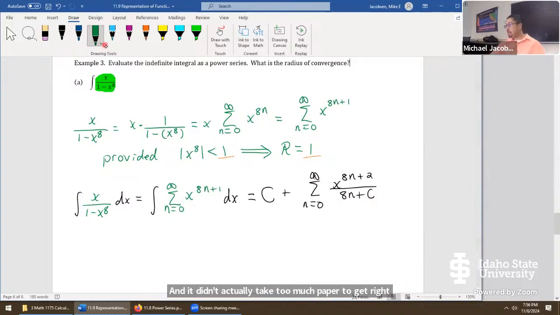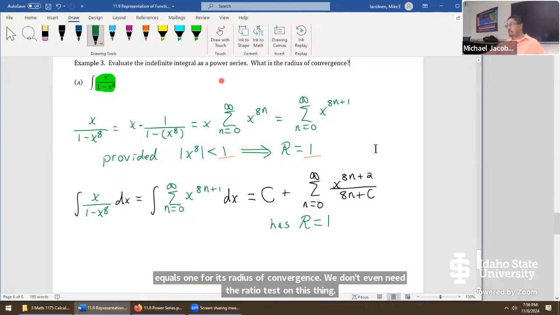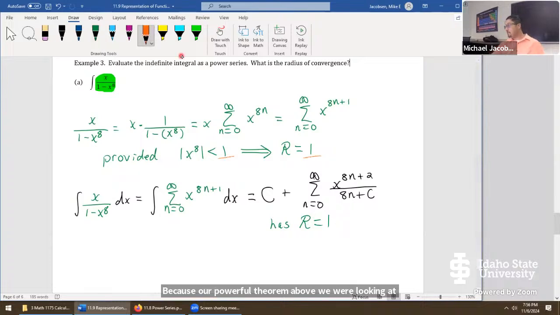That's our answer, and it has r equals 1 for its radius of convergence. We don't even need the ratio test on this thing because our powerful theorem above guarantees the radius stays the same again. Well, we did, folks. That's a pretty tough antiderivative. Any questions on solving that one?